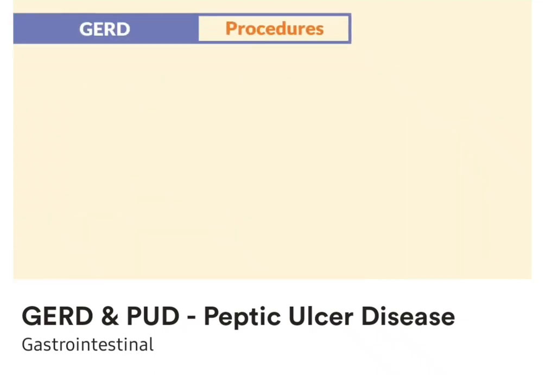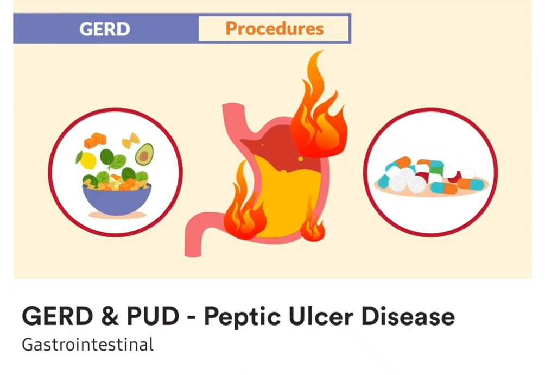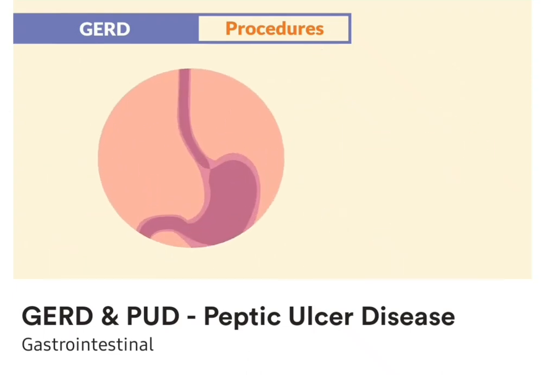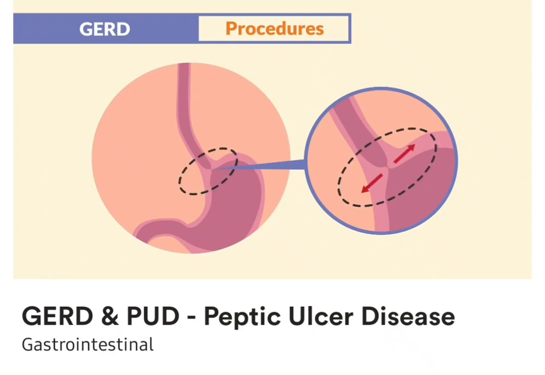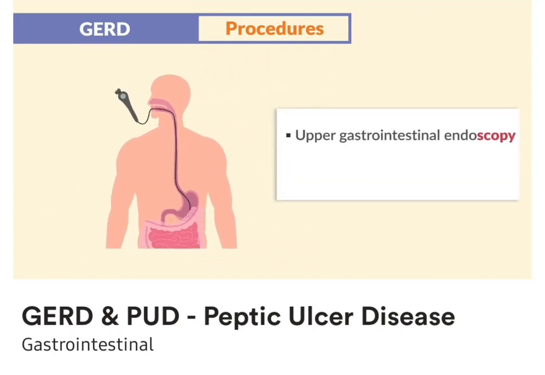Okay, now for procedures. What if the GERD persists even after diet change and pharmacology? It could mean that the lower esophageal sphincter is not closing all the way, or it might be loose. So we can always send a scope down into the stomach to check this out. This is called an upper gastrointestinal endoscopy. So remember, the word scopy means scope, a small tube with a camera.